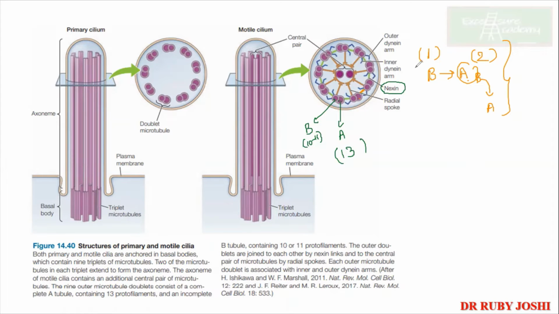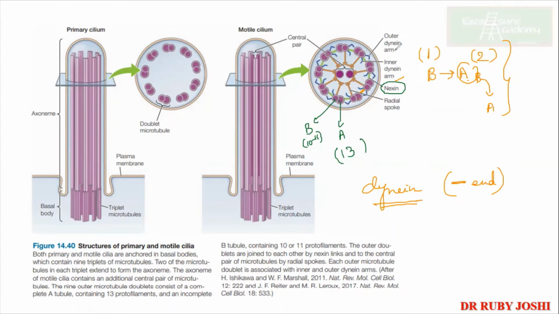Then there is something called outer and inner dynein arm. So we know what is dynein. So dynein is your motor proteins, microtubule motor proteins, which walk towards the minus end of the microtubule, correct? Remember? So those dynein motor proteins are there.